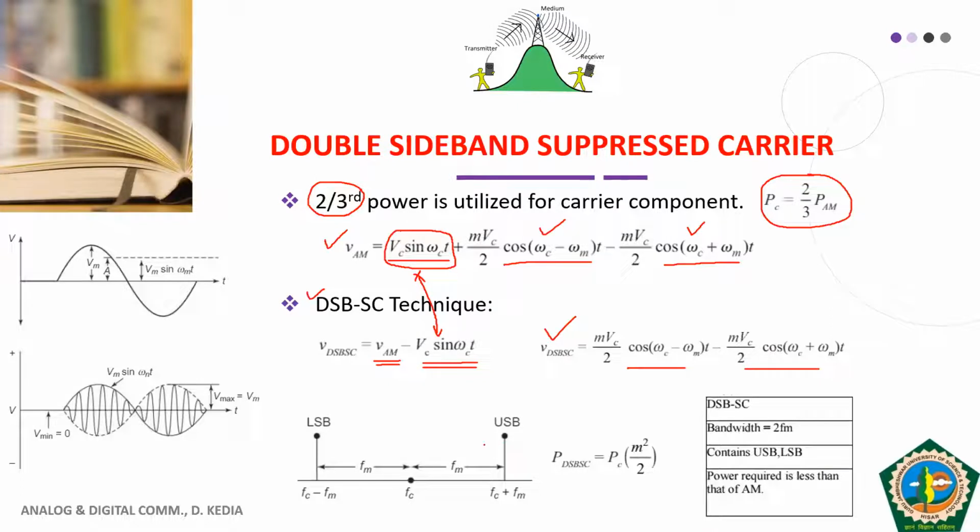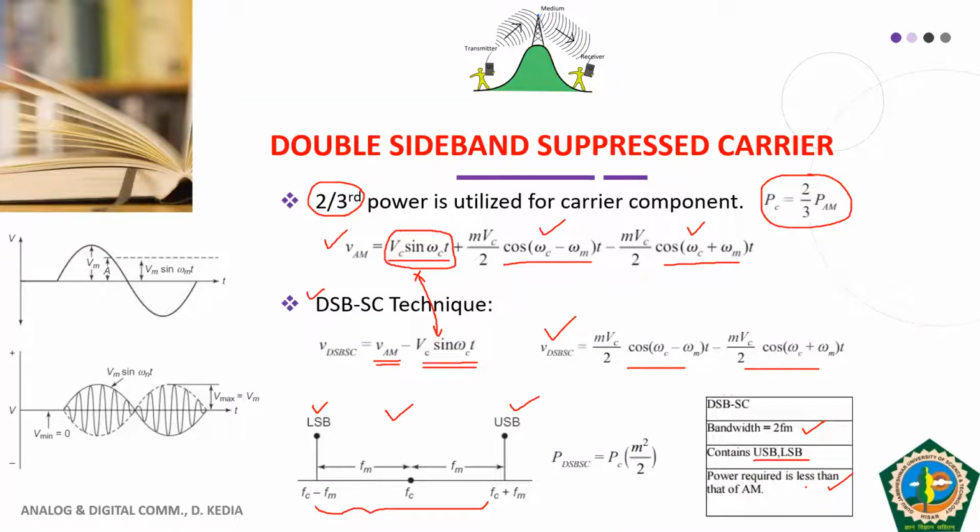Here you can see in the spectrum of double sideband suppressed carrier, we have two sidebands, one is the lower sideband and another is the upper sideband, and there is no carrier here. Obviously from this you can make out that the bandwidth requirement remains the same as it was in the original AM. The bandwidth requirement is the highest frequency minus the lowest frequency, that is twice fm, but it contains only the upper sideband and lower sideband. No carrier is there. The main advantage that we get is that the power requirement is less in the case of double sideband suppressed carrier.